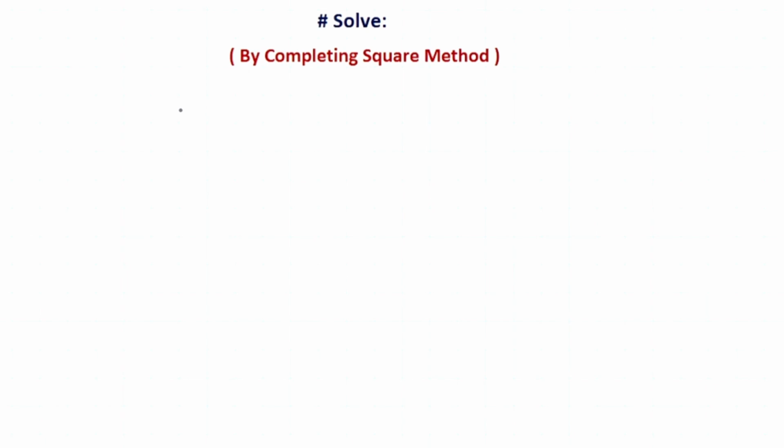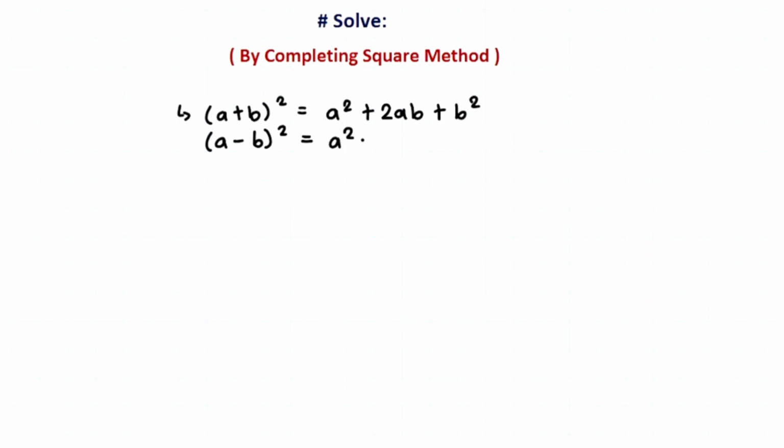The first thing is you need to know the formula of (a plus b) whole square, which is a square plus 2ab plus b square, and you also need to know the formula of (a minus b) whole square, which is a square minus 2ab plus b square. So you will be using these formulas to solve our question.